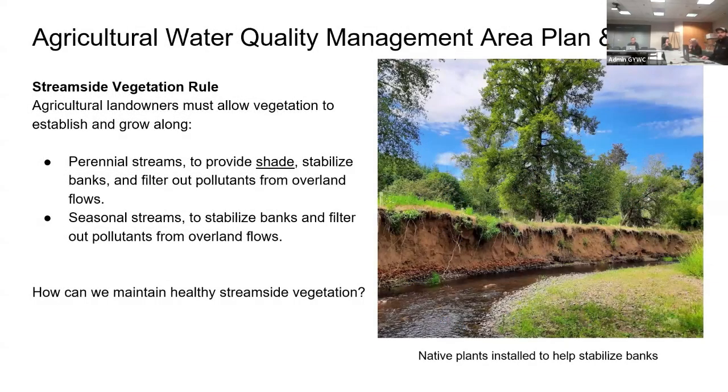And so in general, there's really two basic rules that are just important to keep in mind as a landowner. There's the stream-side vegetation rule. If you have a perennial stream, you need to allow vegetation to grow there to provide shade and stabilize banks and filter out pollutants. If it's a seasonal stream, you still need to stabilize the banks, and that could mean just a grassed buffer, basically. But when you have a perennial stream, it's important to have the shade to keep the temperature cooler in the water.